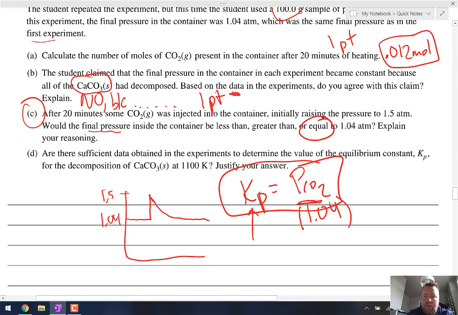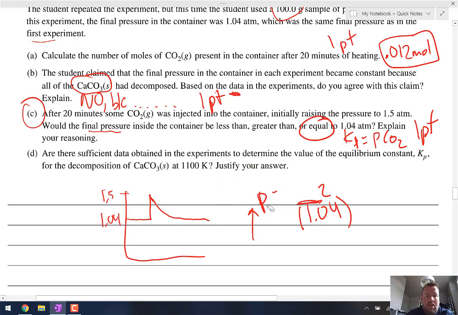And then to explain your reasoning, you simply say because Kp equals the pressure of CO2, the Kp value can't change because a temperature change did not happen. Okay, also 1 point. And then question D, are there sufficient data obtained in the experiments to determine the value of Kp? Justify your answer. It doesn't say to calculate it, but it says, is there enough information? Well, remember in part C, we just said Kp equals the pressure of CO2. So, do we know the pressure of CO2? Yes, we do.